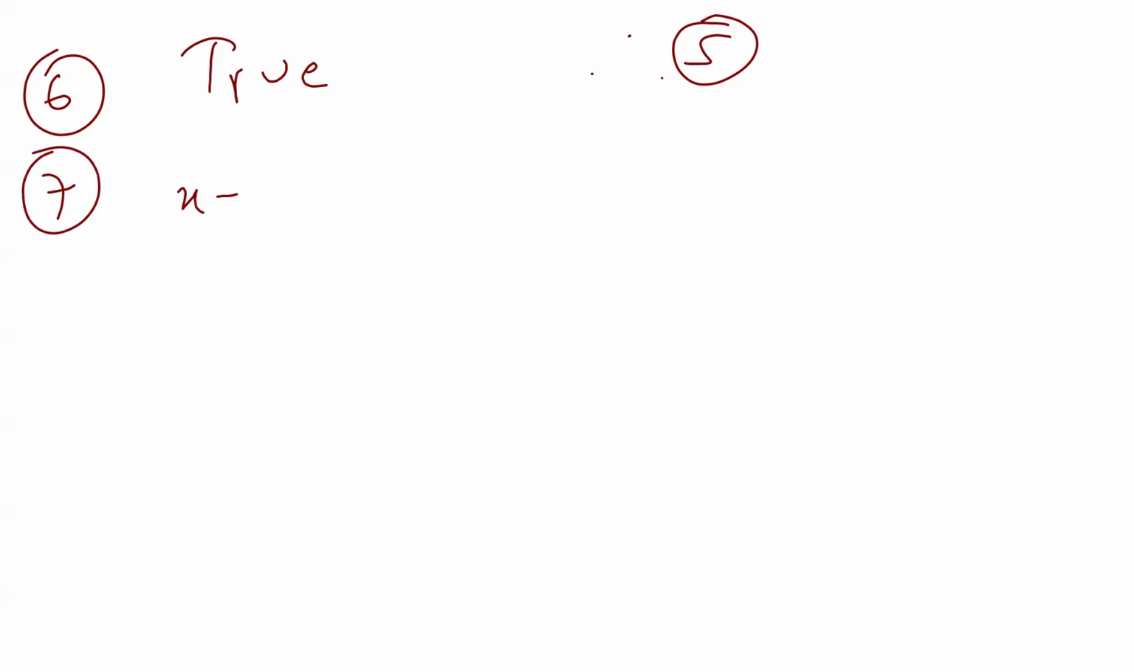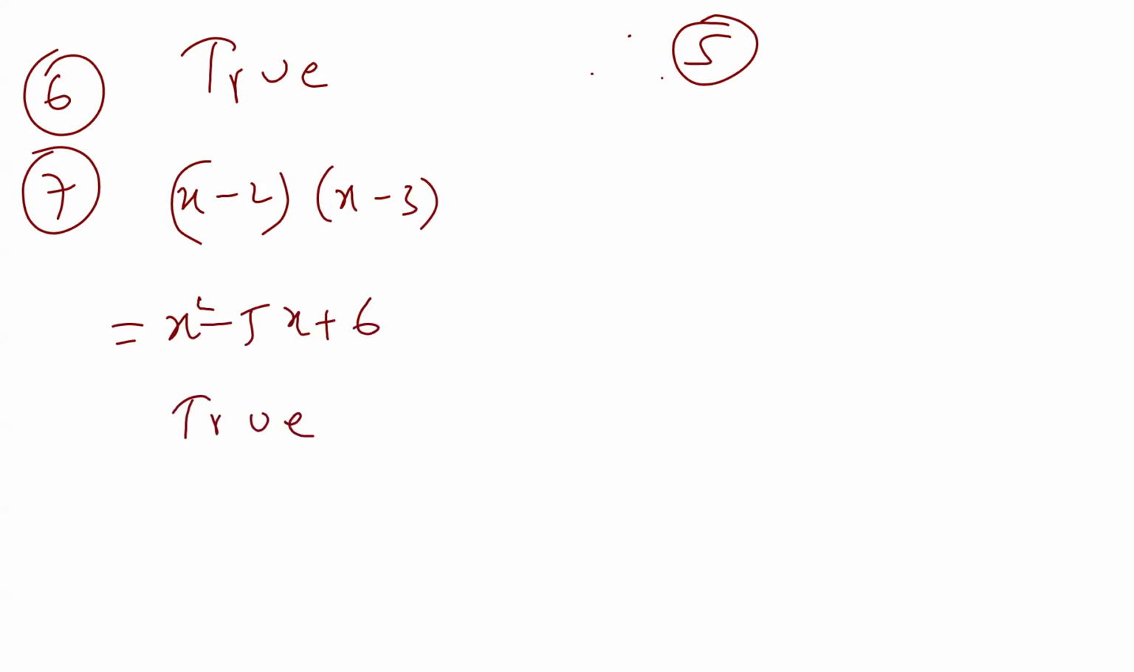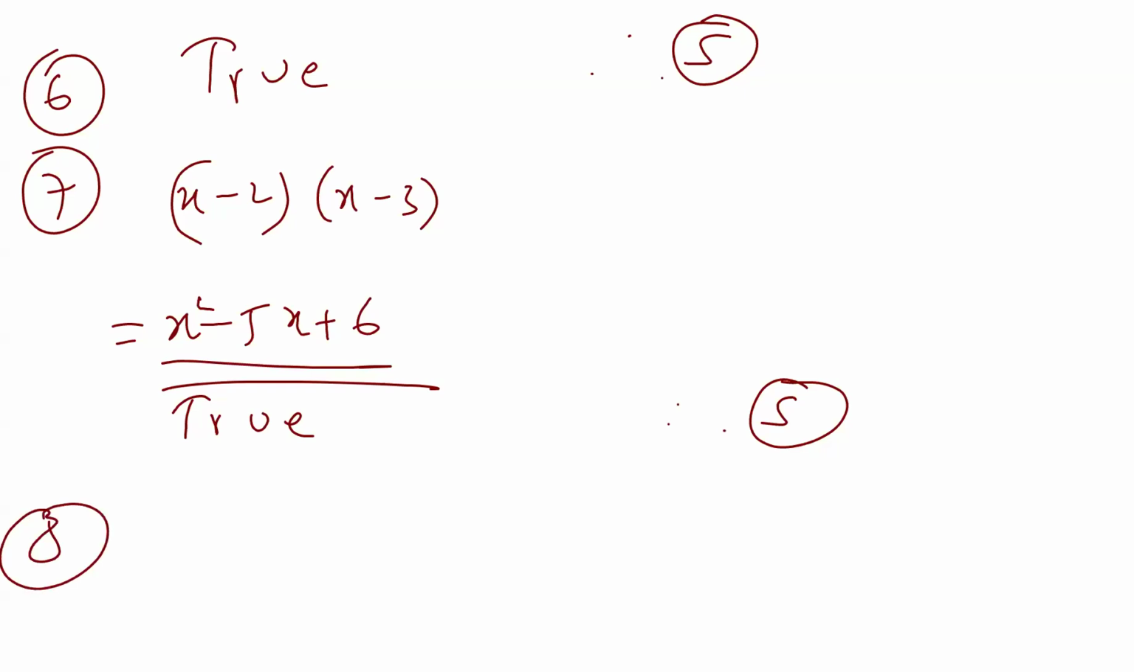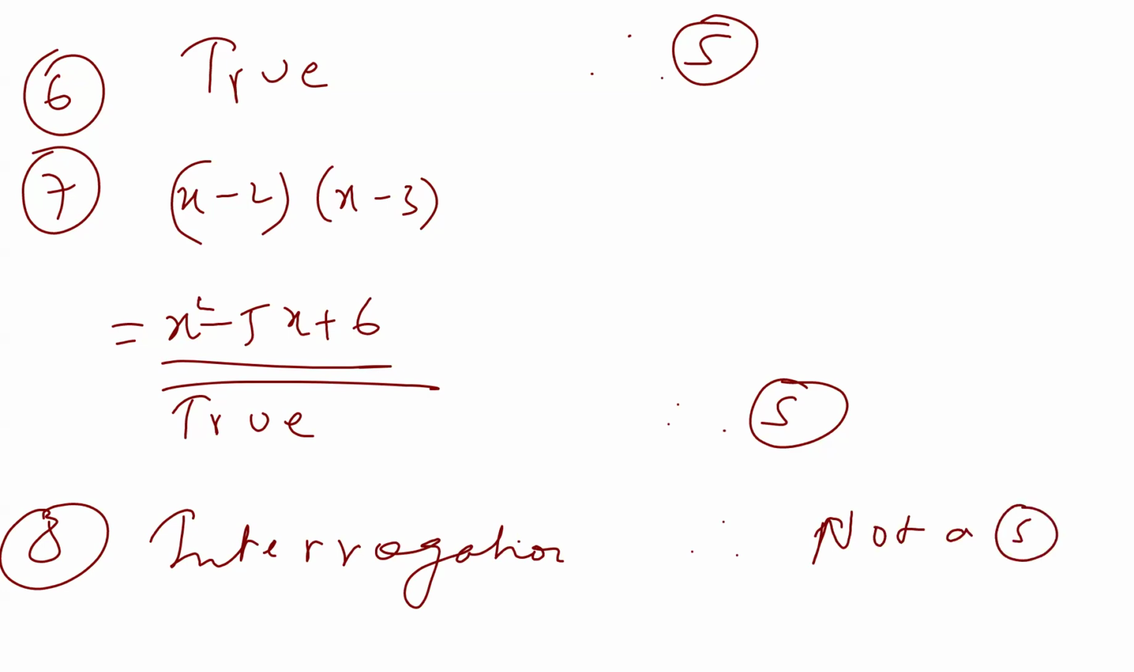7. x minus 2, x minus 3 is equal to x square minus 5x plus 6. This is true. When you multiply both the brackets, you will get the right hand side. Therefore, it's a statement. 8. It's interrogation. Therefore, not a statement. 9. 0 factorial is equal to 1 is true. Therefore, a statement.